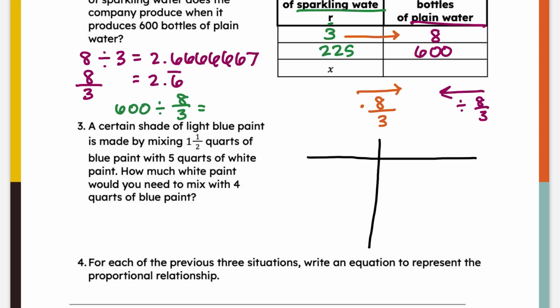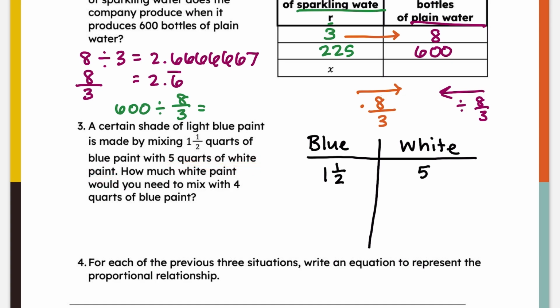So as I read it again, let's think about what my labels are going to be. A certain shade of light blue paint is made by mixing 1.5 quarts of blue with 5 quarts of white paint. That tells me what those labels should be. I'll have one column for blue paint and one column for white paint. So when I read it again, I'm mixing 1.5 quarts of blue. That tells me that the number for blue is going to be 1.5. Mixing that with 5 quarts of white paint. So that tells me the number for white is going to be 5.